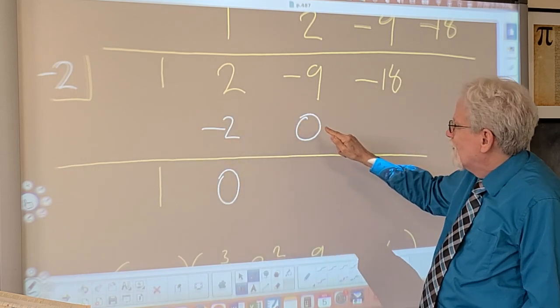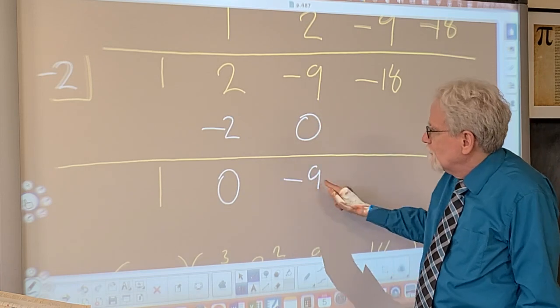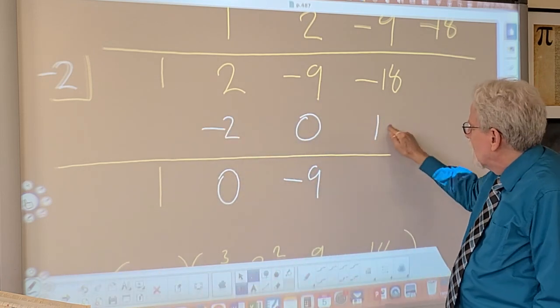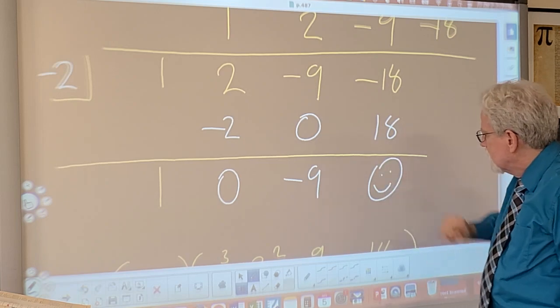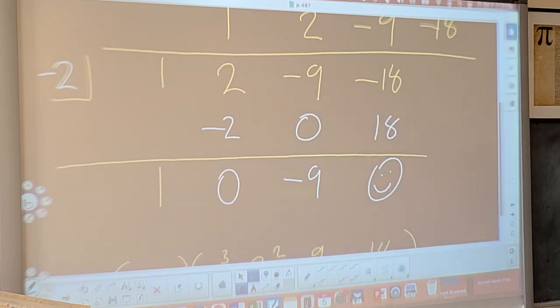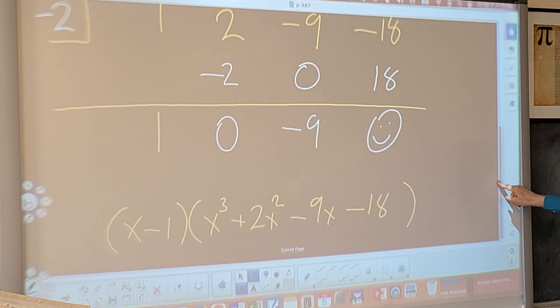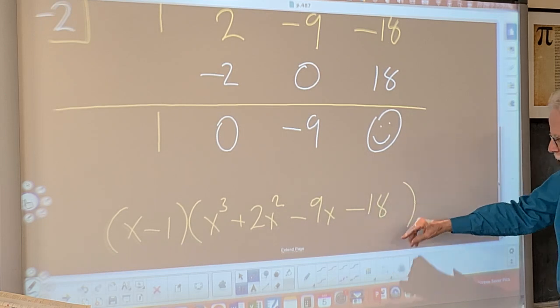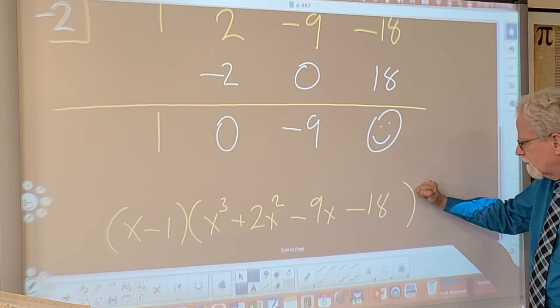Ah, yes, I see what's coming. Add these, that's -9. Multiply negative times negative is +18. And bingo, we got it. Yay. We got a factor. So, oh, what's this down here? I don't know what that is. Oh, that was my old partial factorization. Let's just get rid of that now.